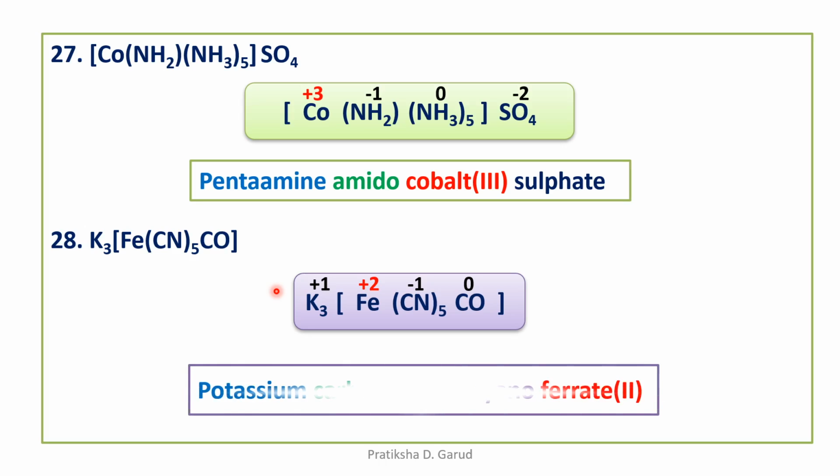So the name is, first of all we have to write the name of the cation, that is potassium, then the ligands carbonyl, then pentacyano, metal with the ending ATE, therefore it is ferrate, and the oxidation state plus 2. So it is potassium carbonyl pentacyano ferrate plus 2.